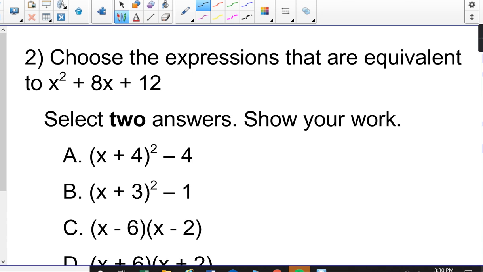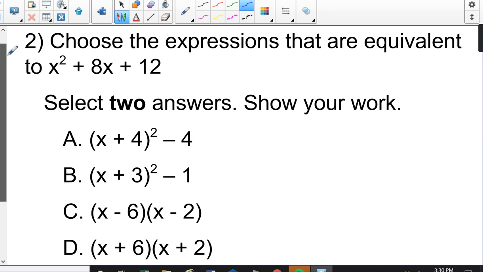This is question 2. Question 2 is a little bit more complicated. It says choose the expressions that are equivalent to x squared plus 8x plus 12. Select 2 answers and show your work. So if I have 2 answers, let's see why.